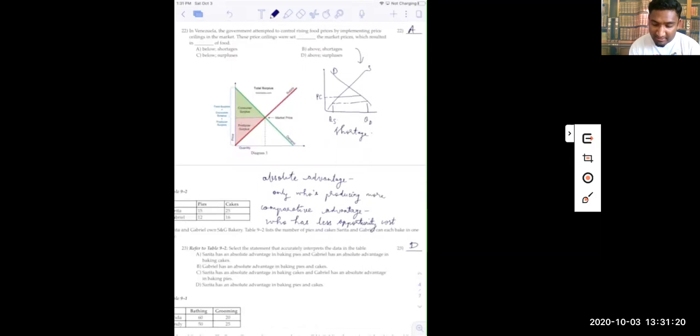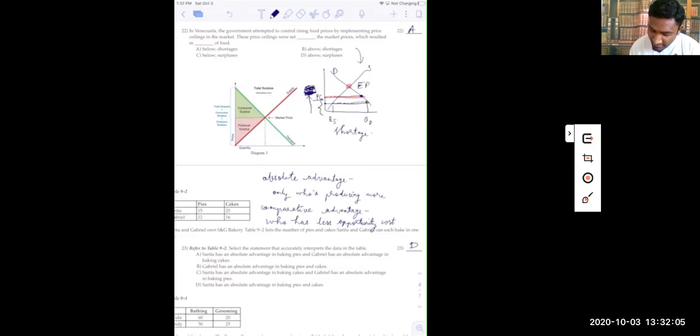In Venezuela, the government attempted to control rising food prices by implementing price ceilings in the market. We have just seen what happens with a price ceiling. This is your price ceiling, and this is your equilibrium price. If you set the price ceiling below your equilibrium price, what is happening? This is the demand curve. Suppose this is the price ceiling and you cannot go above this price. That's why it's a price ceiling. So you have to set your price below this. Suppose you set it here.